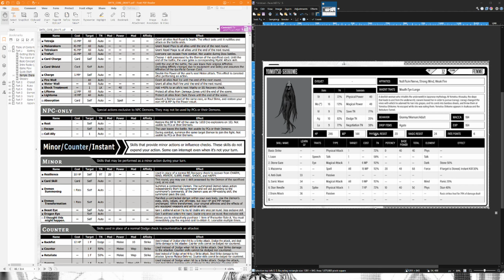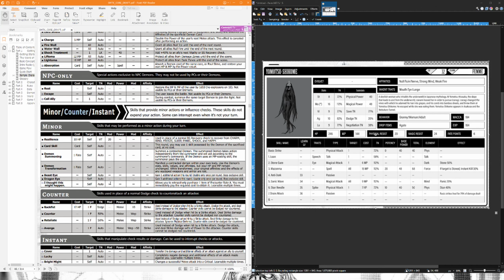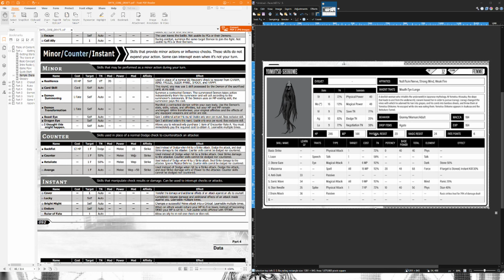There are also counter skills. These work differently. They're not passives anymore. You trigger them instead of dodging. Sometimes they will also have the effect of dodging, which means you don't take damage, but they're chosen in place of dodging rather than being passive. Instant skills are like interrupts or reactions. They interrupt someone else's turn when it's not your turn.